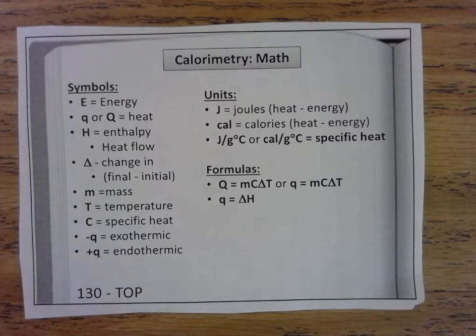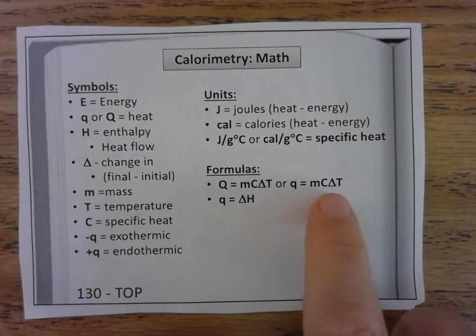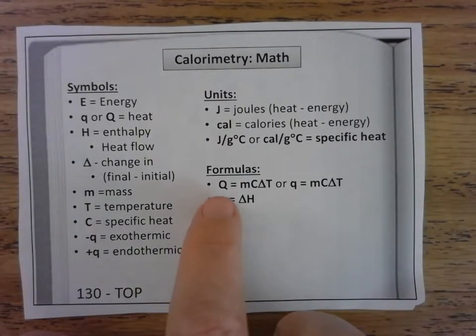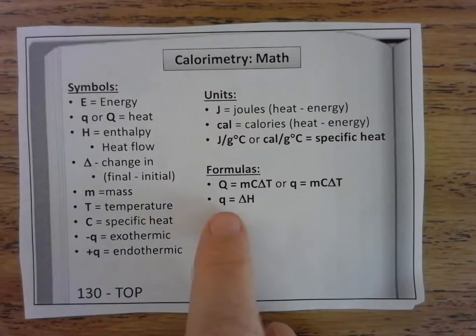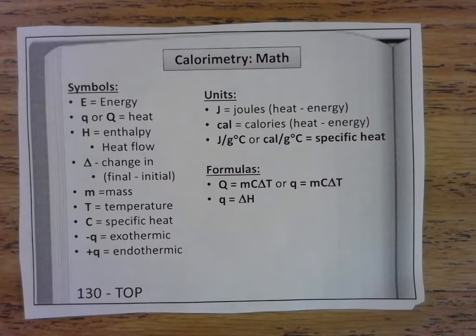The formula is Q equals MC delta T. Also, sometimes it'll be typed like that, but again, that is a typo. And Q is equal to the change in enthalpy. Right, those two are one and the same. A lot of this is in the district packet, so you might want to check that out too.